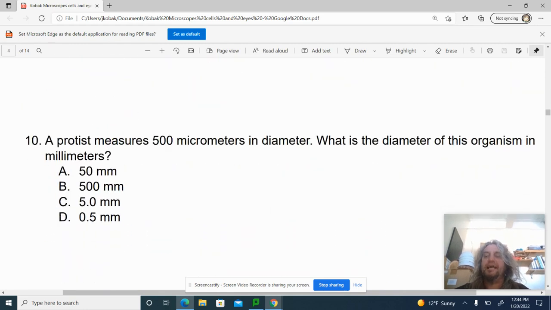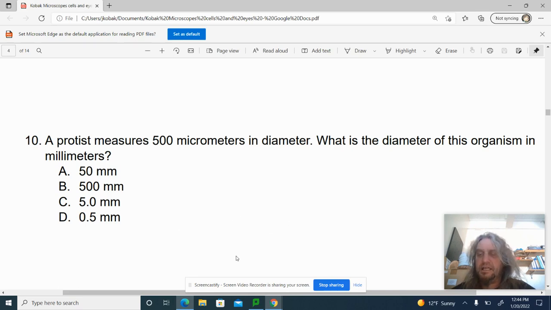Should be on question 10. A protist. Question 10. A protist measures 500 micrometers in diameter. What is the diameter of this organism in millimeters? 500 ohms. Is it A, 50 millimeters, B, 500 millimeters, C, 5.0 millimeters, or D, 0.5 millimeters?